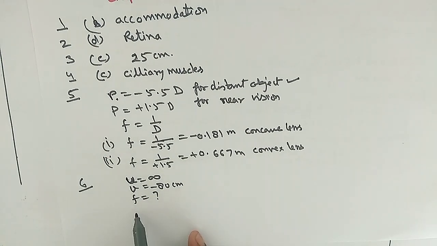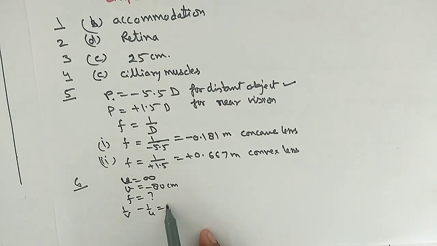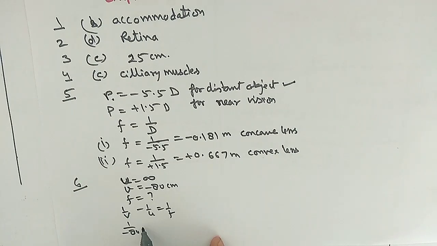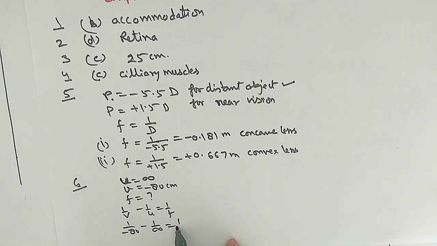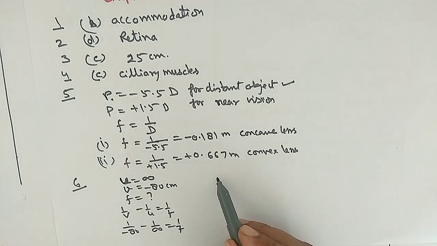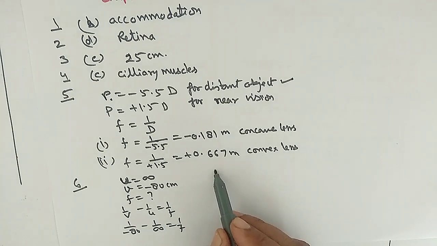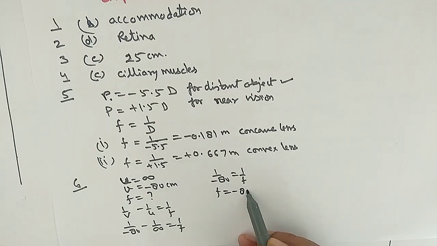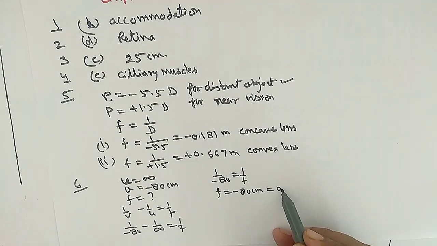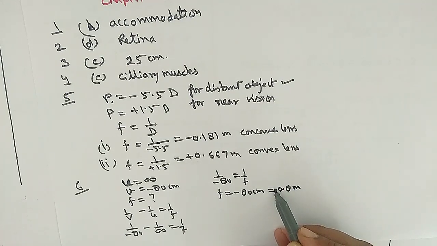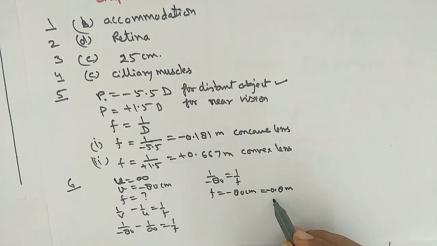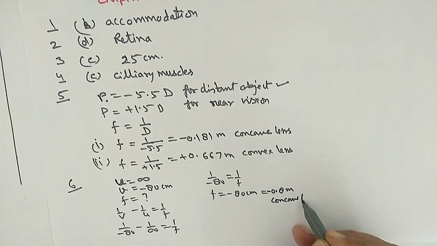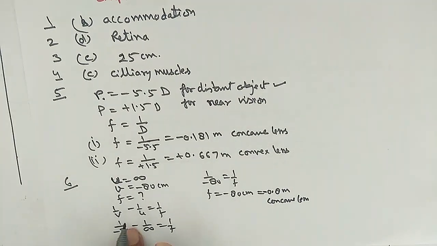Using the lens formula, 1 upon v minus 1 upon u is equal to 1 upon f. Put the values: 1 upon minus 80 minus 1 upon infinity is equal to 1 upon f. So 1 upon infinity is 0. So 1 upon minus 80 is equal to 1 upon f, or f is equal to minus 80 centimeter, or you can say it is minus 0.8 meter. This is a concave lens, since it is minus.